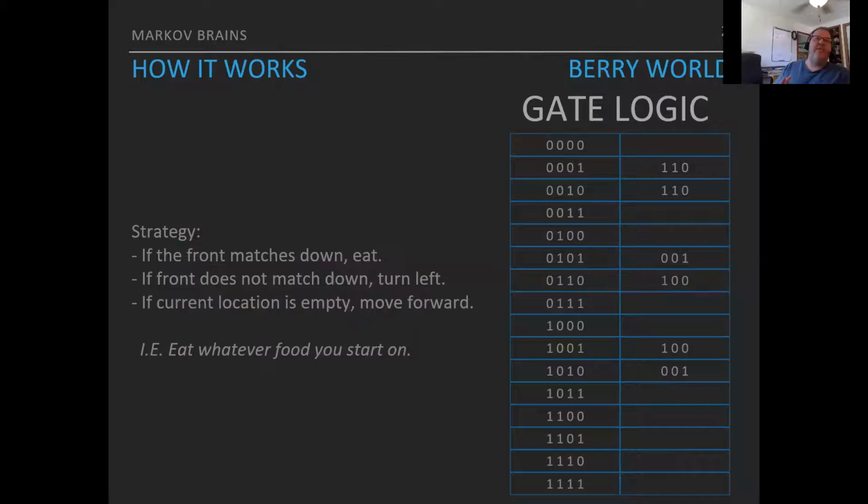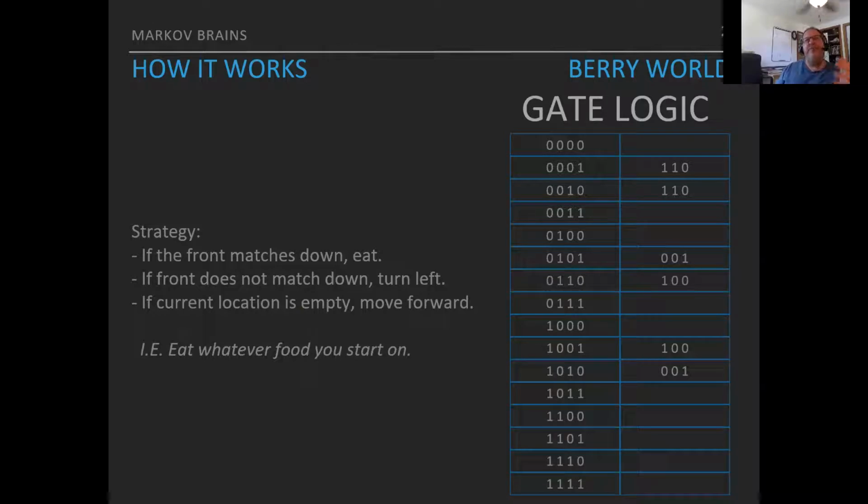Essentially, this logic is: if the thing in front matches the thing down, eat. And if the thing in front doesn't match the thing down, turn left. And if the current location is empty, move forward. So this agent will eat whatever food it starts on.